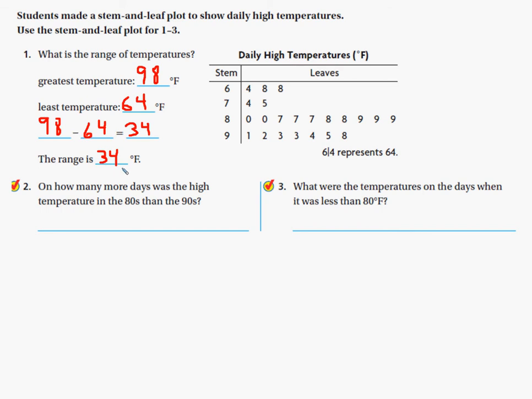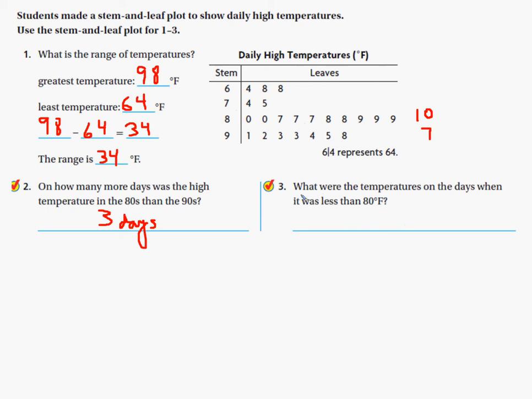So how many more days was the high temperature in the 80s than in the 90s? Well, let's see how many days we had a temperature in the 80s. 1, 2, 3, 4, 5, 6, 7, 8, 9, 10. So I had 10 days in which the temperatures were in the 80s. And how many days was it in the 90s? 1, 2, 3, 4, 5, 6, 7. 7 days it was in the 90s. So I subtract these, and I get 3 days. It was very easy to do that because it's organized very well in this stem and leaf plot.